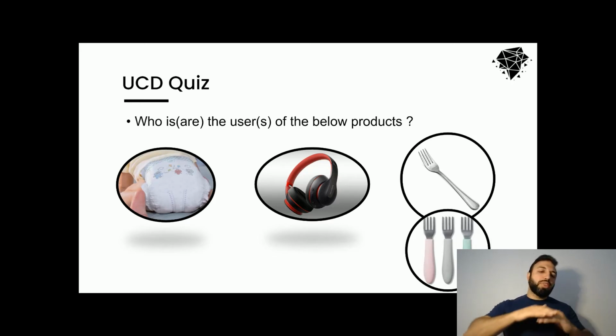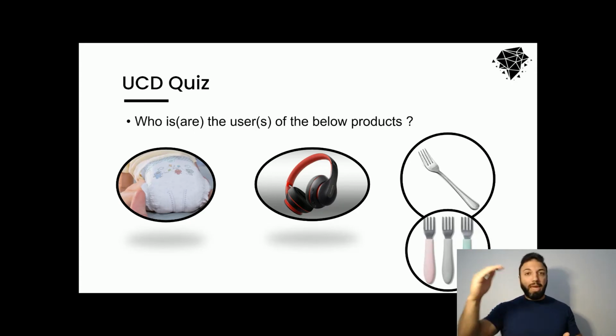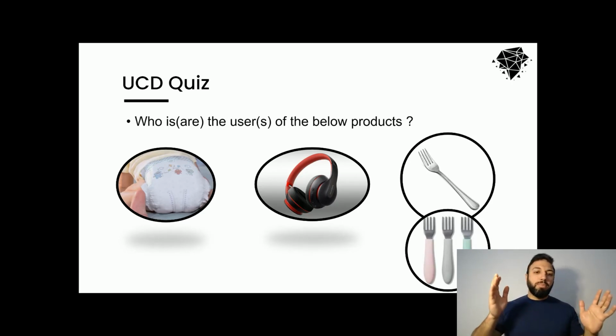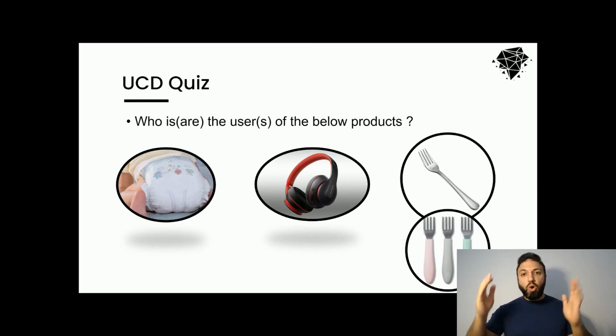Last but not least, the fork. With the fork, you could think about a lot of users, right? Direct users, I think the person eating with the fork, whether it's a baby or an adult, and from the waiters to the washer, the people who wash the fork in the kitchen, etc.